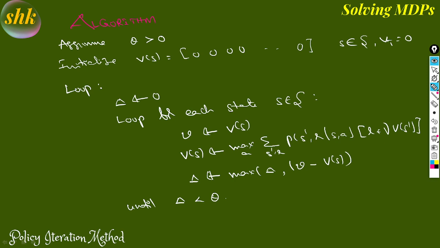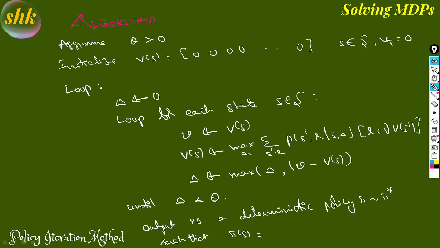Once this condition is satisfied, we get the output, which is a deterministic policy pi, that we can consider the optimal policy pi star, such that the policy pi of s is equivalent to arg max over all the actions of the summation over s dash comma r of p of s dash comma r for a given state s comma a, multiplied by r plus gamma times V of s dash. So this is the algorithm for value iteration.